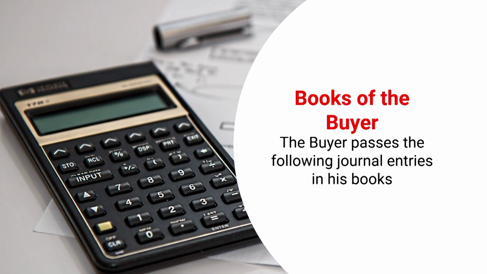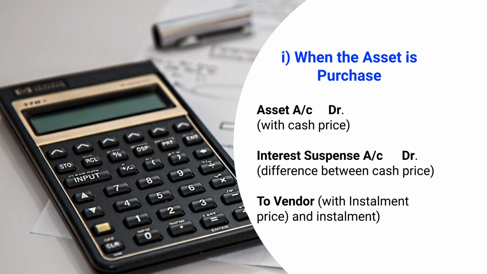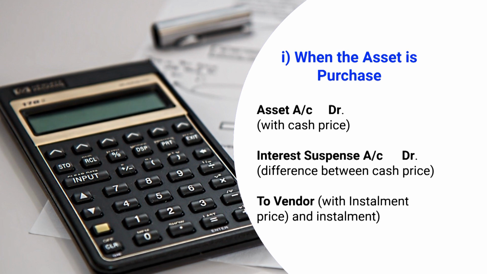record the transaction in his books when the goods are bought under the installment payment system. So the journal entries to be recorded in the books of the buyer are as follows. The first one is when the asset is purchased. So when the asset is purchased by the buyer from the vendor under the installment payment system, the buyer will make the first entry: asset account debit, interest suspense account debit, to vendor.